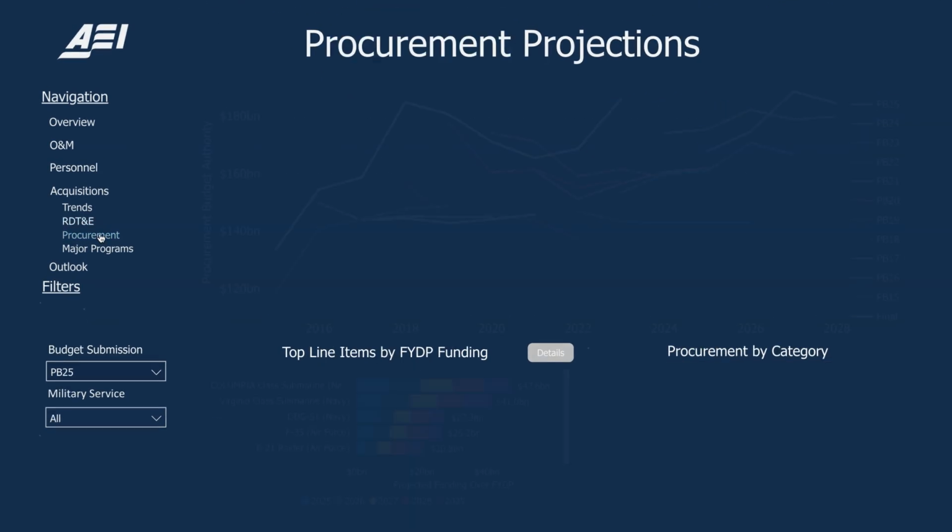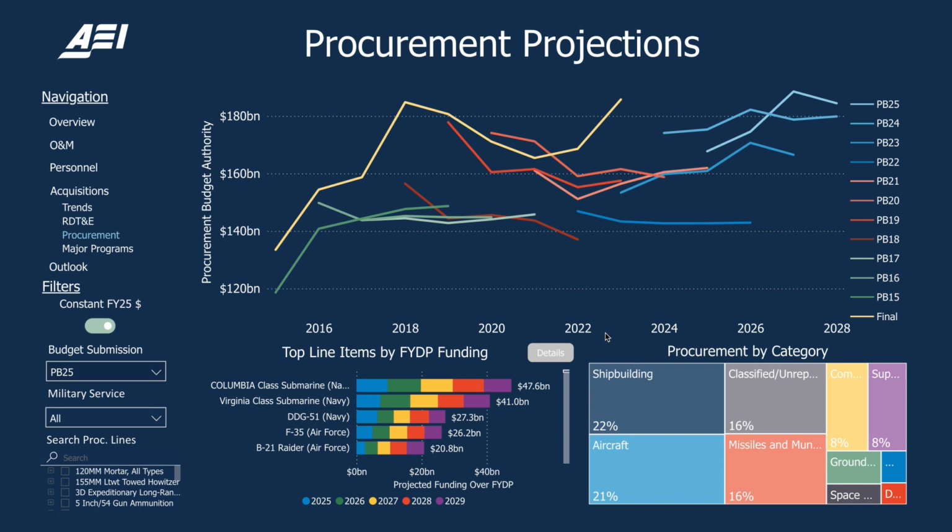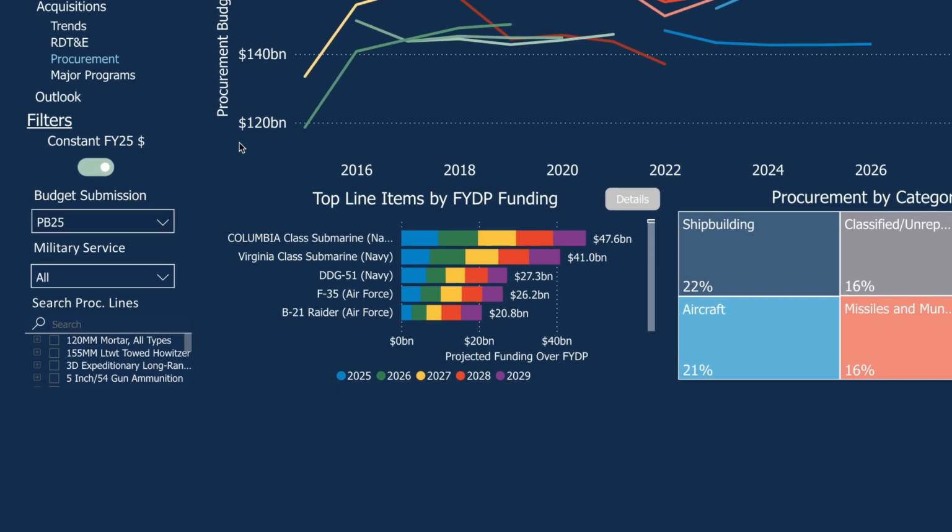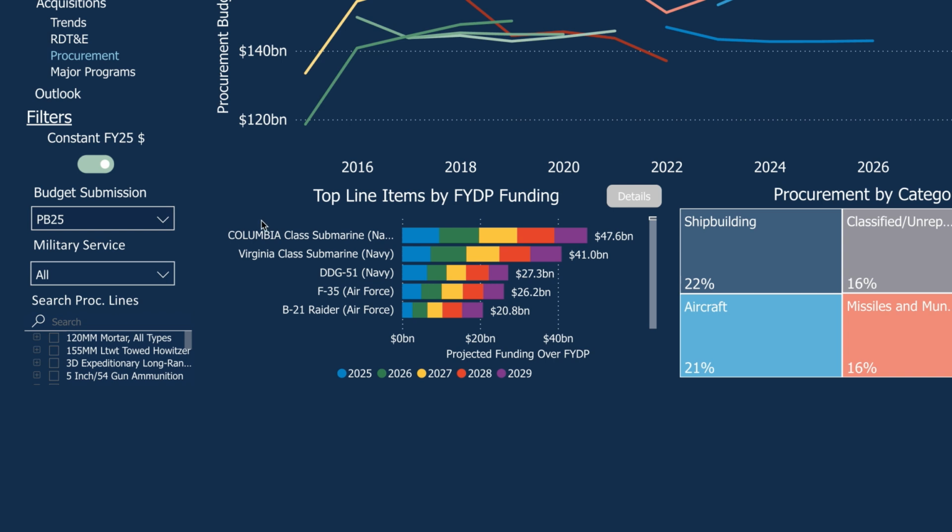If you go to the procurement page, it's a very similar format. The top chart again shows the 5-year projection for procurement funding by each budget request. The yellow line is the final for each year. The lower left chart is organized by procurement line item, rank ordered by the total amount of funding projected over the 5-year period of this budget.